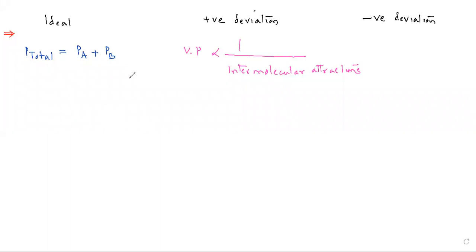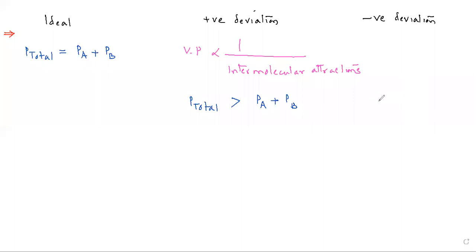In case of positive deviation, where you got lesser intermolecular attractions, no doubt the vapor pressure increases. The overall vapor pressure will be more. P total will be greater than the sum of the partial vapor pressures. Look at this. From now on, we are going to get everything greater, positive, more in case of positive, except the attractions, where for positive it is less, for negative it is more. You need to concentrate on this.